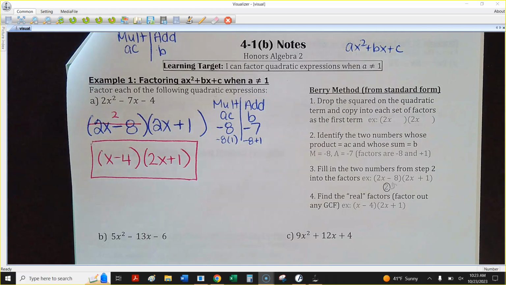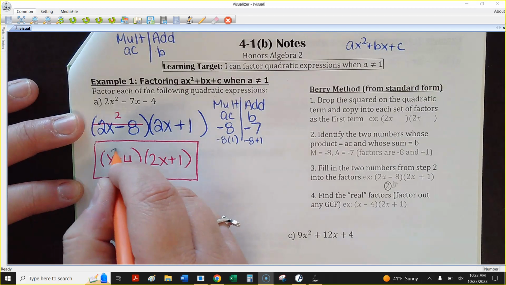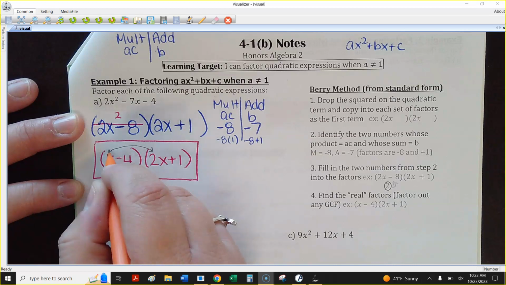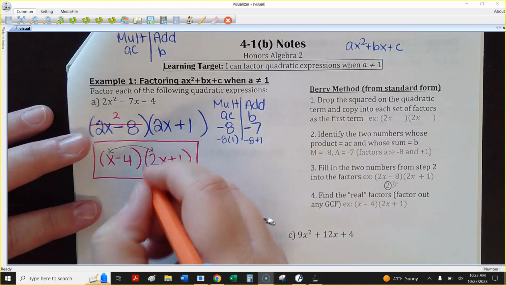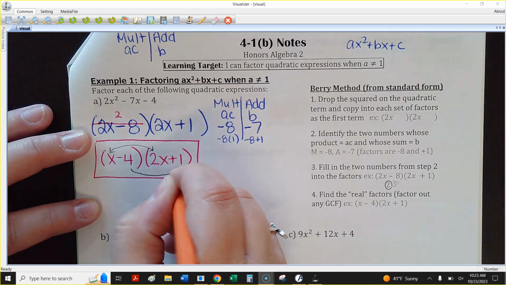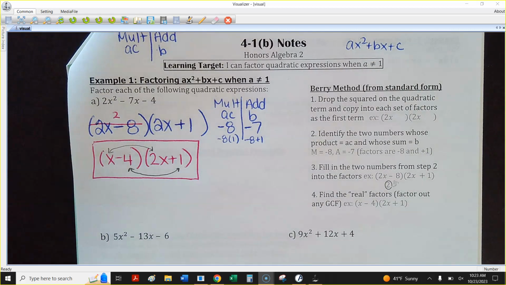And I always spot check these really quickly. We could completely FOIL it out if you wanted to check, but I always at least check the first two. If you multiply those two together, that'll give you the first term. So x times 2x would give me back the 2x squared. And I also check the last two. That should give me the plain number on the end. So -4 times 1 is -4 that you see right there. I just do a quick spot check with these before I write that as my answer.